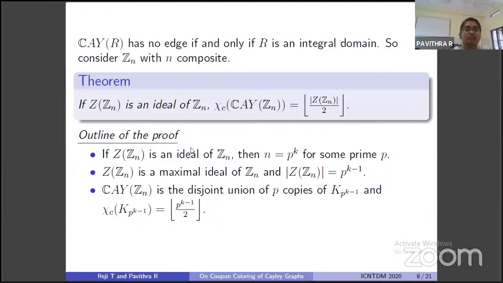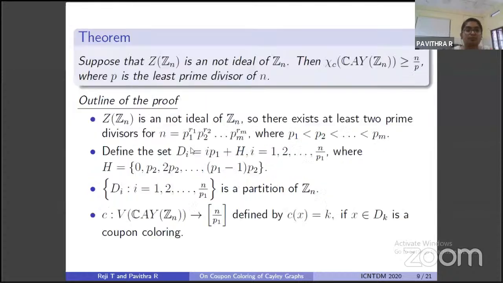Our first observation is, if the zero divisor set of Zn is an ideal of Zn, then the coupon coloring number of the Cayley graph of Zn is the floor function of the cardinality of the zero divisor set of Zn divided by 2. The proof is really easy using the previous results, because the zero divisor set of Zn is the maximal ideal of Zn, and we get the result. The next result is, suppose that the zero divisor set of Zn is not an ideal of Zn, then we get a lower bound which is sharp.